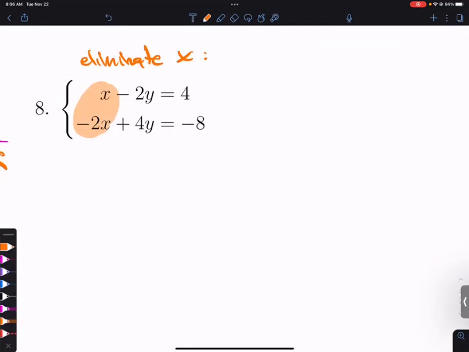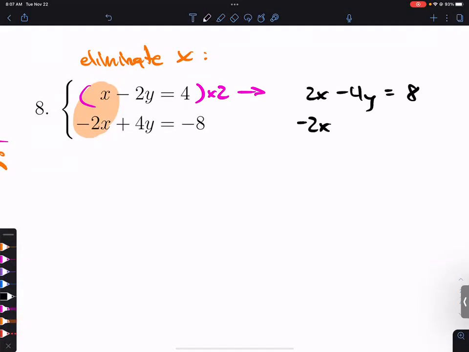So I'm going to need to scale one of them to get those coefficients to match, right? So what do we do? Multiply the first equation by 2, which would be 2x minus 4y equals 8. The other one I'm just going to copy over, -2x plus 4y equals -8. Okay. If we're trying to eliminate x, now the coefficients line up, right? 2x and -2x. To get x to drop out, we would need to add or subtract.